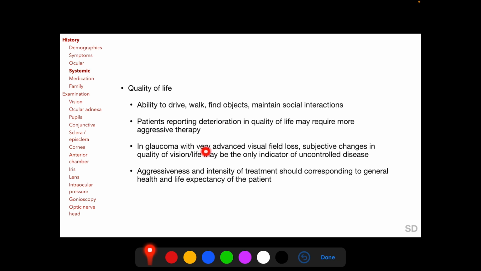And in glaucoma with very advanced visual field loss, subjective changes in quality of life or quality of vision may be the only indicator of disease progression. Aggressiveness and intensity of treatment should correspond to the general health and life expectancy of the patient.